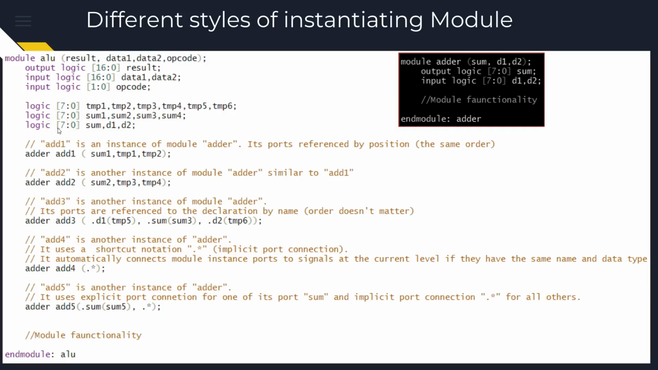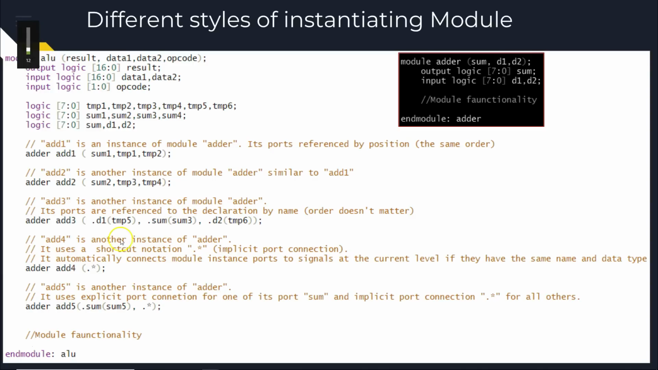In the first instance, the module adder is instantiated with name add1 and its ports are referred to by position. That is, sum1 will be connected to sum, temp1 to D1, and temp2 to D2. Next, add2 is another instance of adder which is similar to add1, where ports are referred to by position. Next is another type of instantiation.